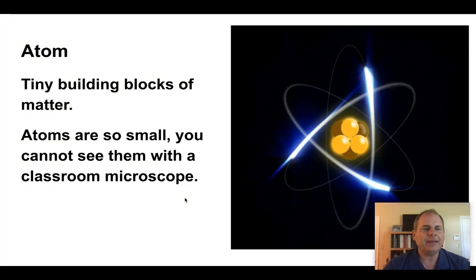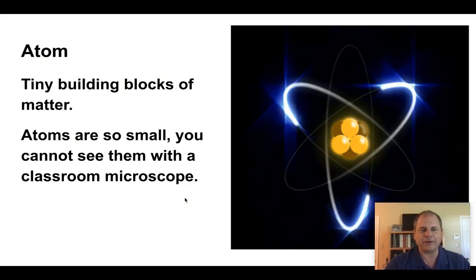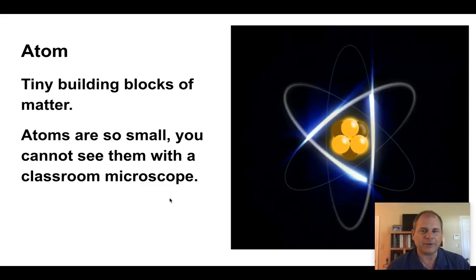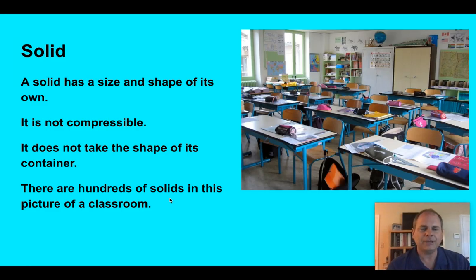Okay, an atom is the tiniest building block of matter. Atoms are so small you cannot even see them with a classroom microscope. Solids. Solids are all around us, and we know that because solids have a certain shape and a certain size. They are not compressible. You cannot squeeze them to make them smaller, and they do not take the shape of their container. If you put a solid in a container, it'll still look like the same solid. There are hundreds of solids in this classroom.